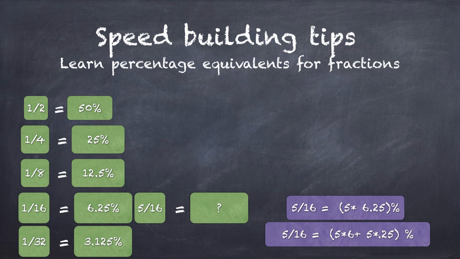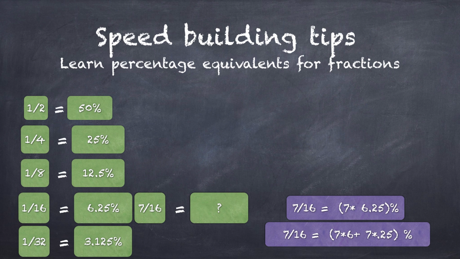Let's do more practice. 7 by 16. Once again, 7 into 6.25. 7 sixes are 42. And 7 into 0.25. Okay. Again, if you want to make your life easy, 8 into 0.25 would have given you 2, and it is 1 of 0.25 less than that.